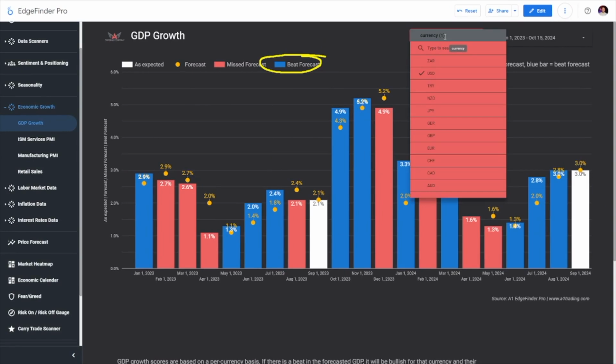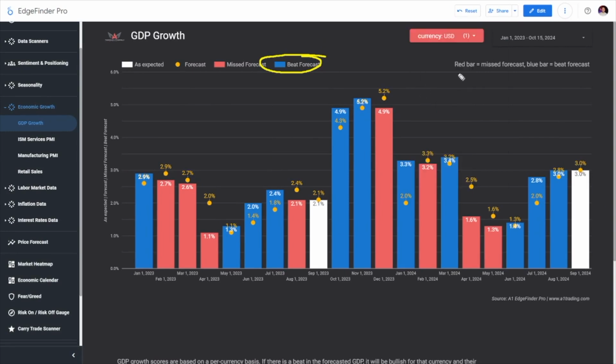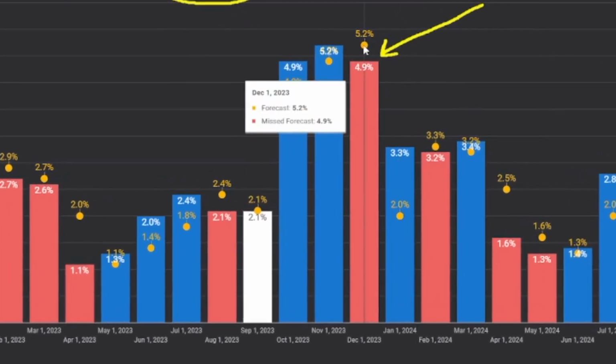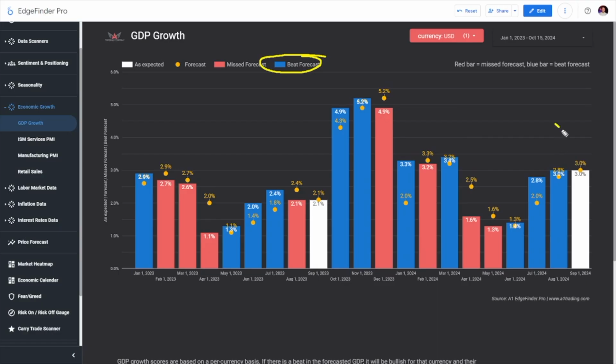In this case, we've selected USD, but of course you can select whatever you'd like. On the contrary, if you get something that is red, that means the yellow dot here was missed. Expectations of 5.2 were missed, and they came down to 4.9% on a GDP growth level. And the final scenario is where it meets expectations as expected, and that is the white line here.